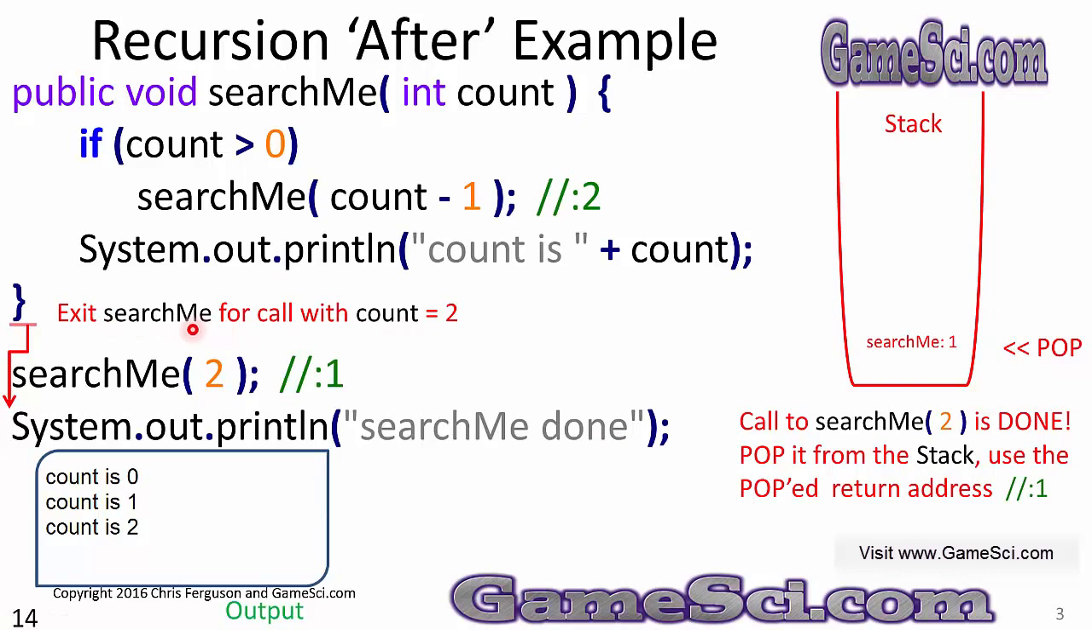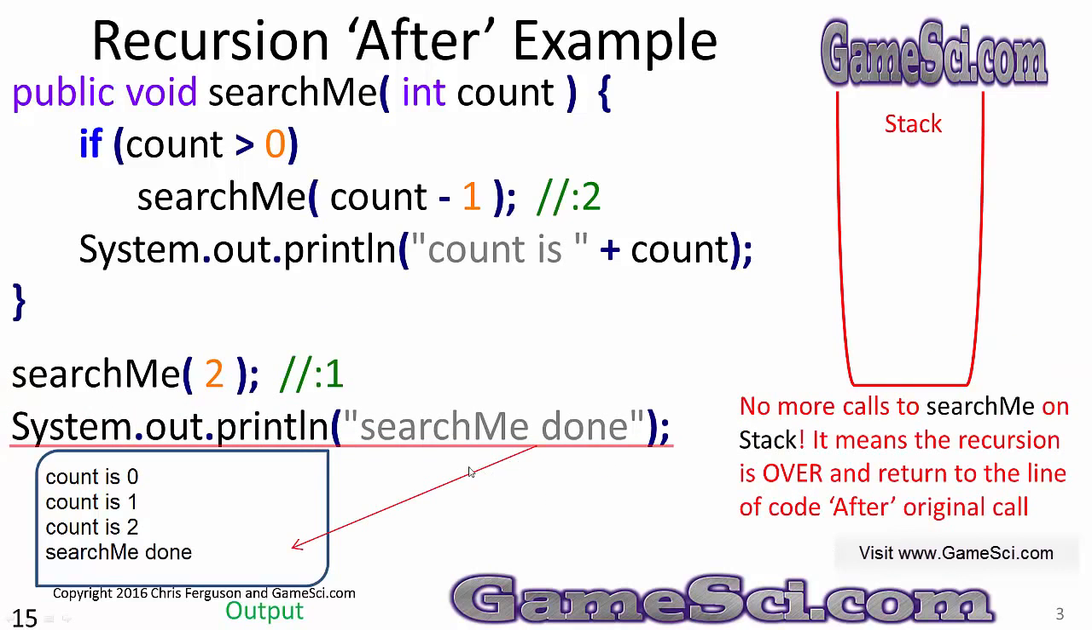Now we have to exit SearchMe for the call with a count equal to 2. We pop that off the stack. But remember, I left that little shadow there on the stack to say the line of code that called SearchMe is the one with the :1 on the end. It was this one. So the call to SearchMe 2, or the original call to SearchMe, is done. We pop it from the stack and use the popped return address, the //:1, and it's going to go back to this call to SearchMe. And when it comes back to this call, the line after that is this print statement right here. So we'll then execute that print statement.